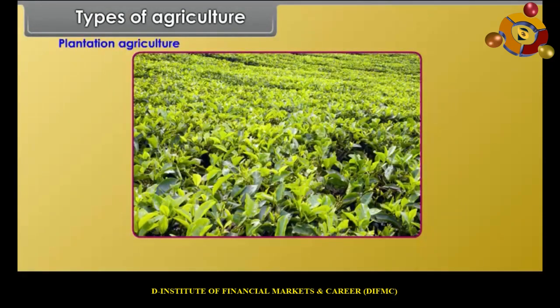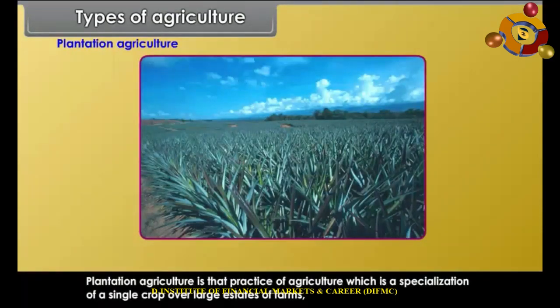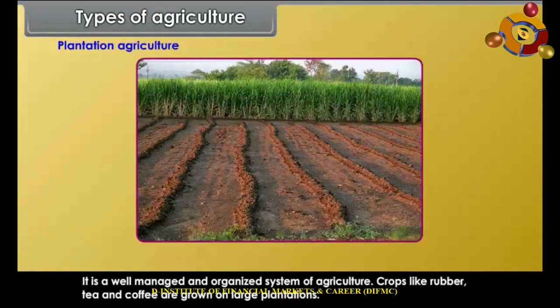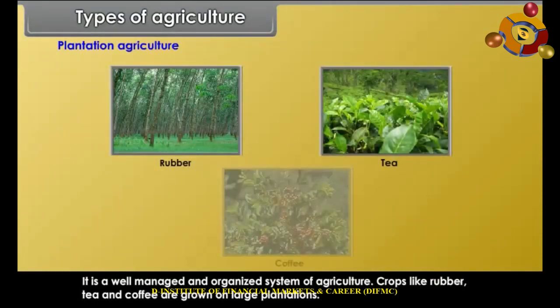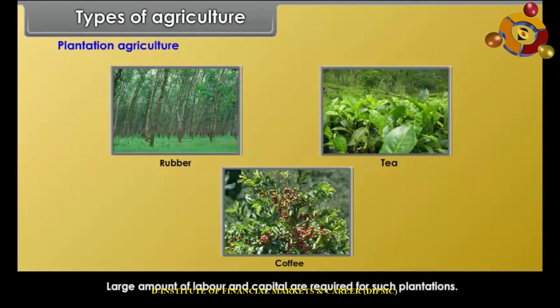Plantation agriculture. This is basically a commercial type of farming and a monoculture. It is found in the tropical region. Plantation agriculture is that practice of agriculture which is a specialization of a single crop over large estates of farms where most of the work is done on scientific basis. It is a well-managed and organized system of agriculture. Crops like rubber, tea and coffee are grown on large plantations. Large amount of labor and capital are required for such plantations.